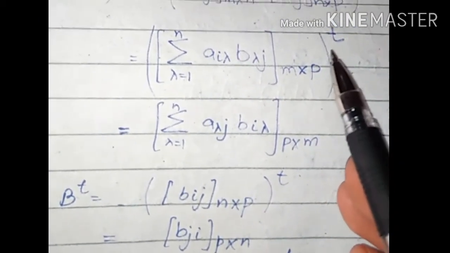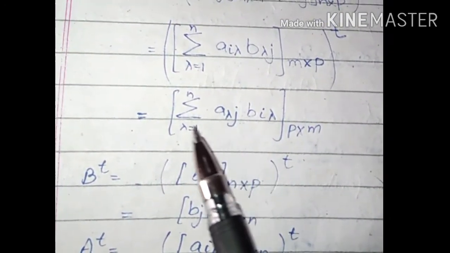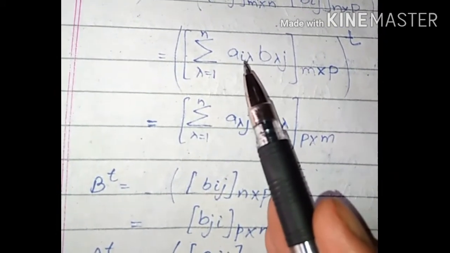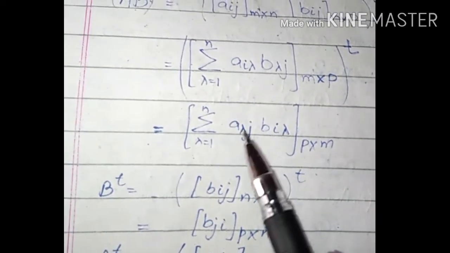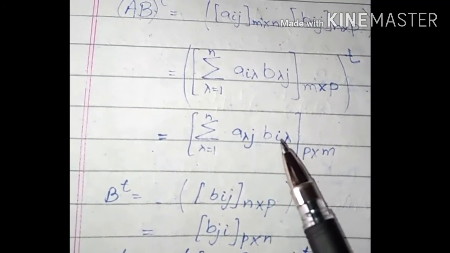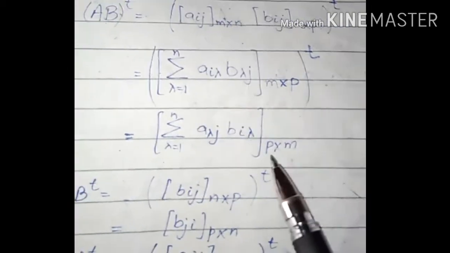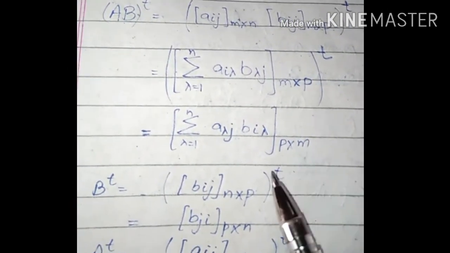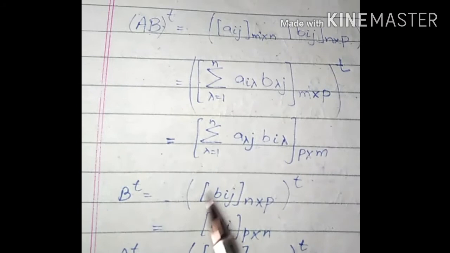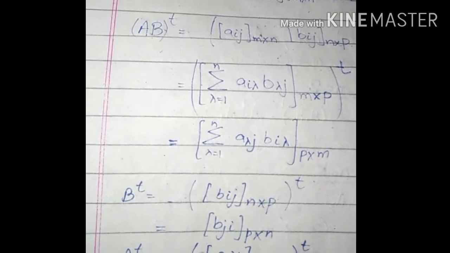Now we can take the transpose of the matrix AB, the multiplication sigma lambda from 1 to n, a_lambda j b_i lambda. We can change rows into columns and columns into rows. So the order p cross m, because the transpose changes m cross p into p cross m, rows into columns and columns into rows. So this is the left hand side of the theorem, and now we can solve the right hand side.